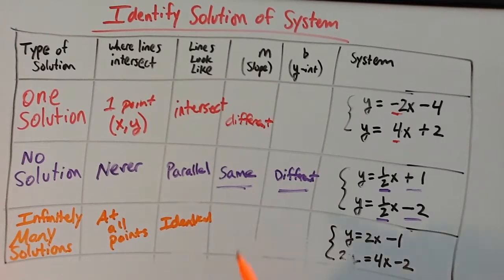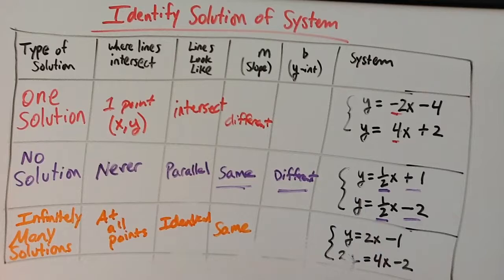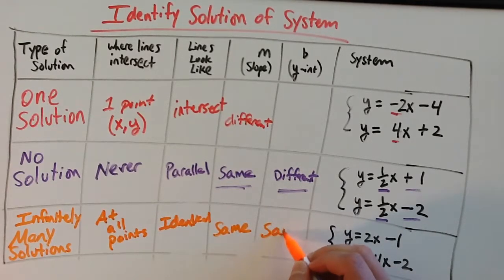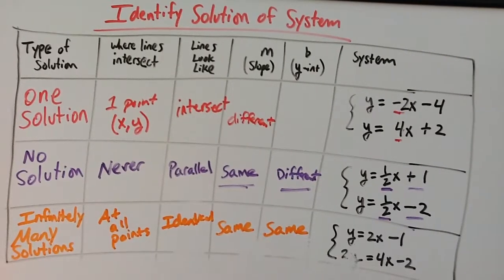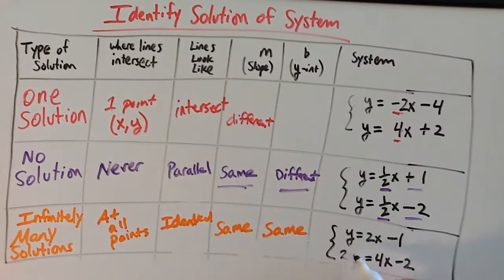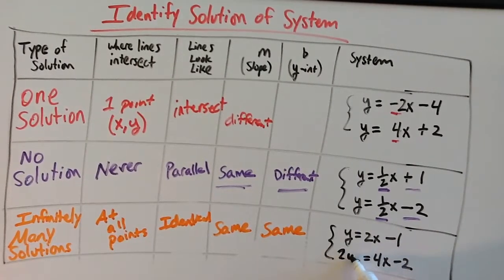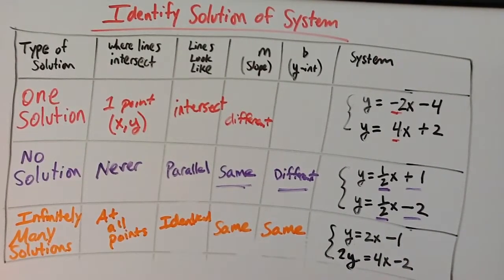And so these lines will have the same slope. They will have the same slope and also the same y-intercept, and the reason is because they're the exact same line. So let's look at this system. y equals 2x minus 1. That's the first equation in the system. The second equation in the system says 2y equals 4x minus 2.